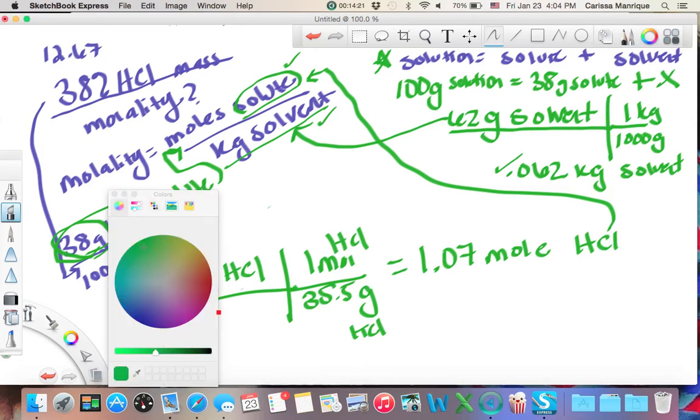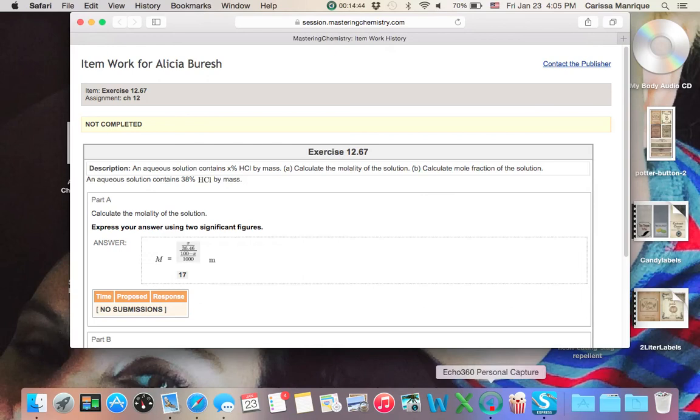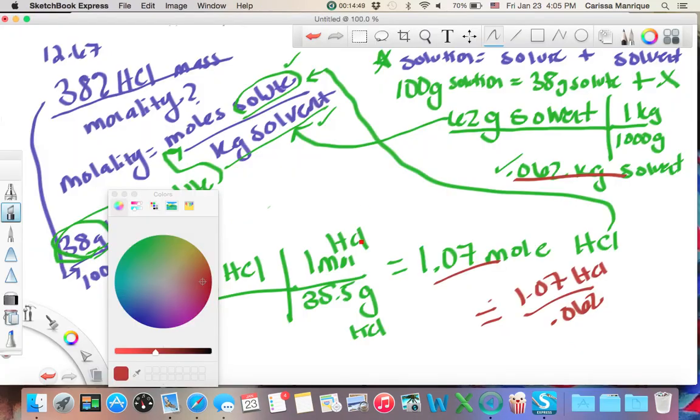Let me change this color again to red. So my moles of solute is 1.07, which is of the HCl, which is what I solved for right here. And then I have 0.062 kilograms of solvent. So when I do this, I have the answer here. Let me pull it up. You should get approximately 17. Okay?